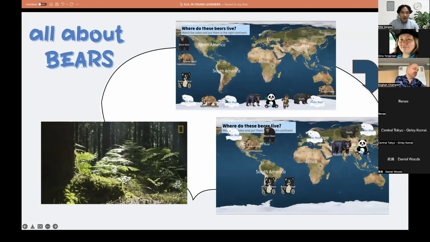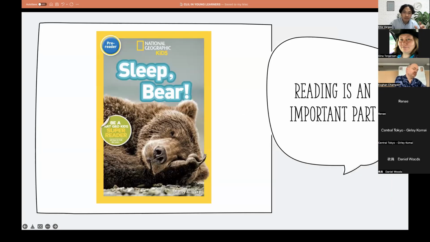So if I could continue, this one I did with my sixth graders. We read about bear sleep. This is from National Geographic, and it's connected to the lesson about bears that I showed you. So reading is very important.